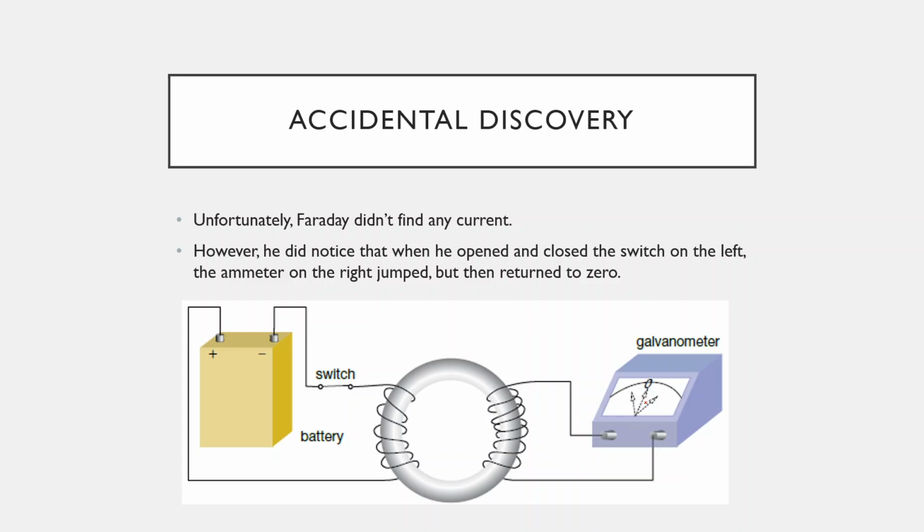However, at the moment of switching the battery on, the ammeter does a little jump. It flicks off to one side, but then very quickly returns back to 0. Interestingly, when you turn the battery off, at the moment that you switch the battery off, the galvanometer or ammeter quickly flicks in the other direction, but then returns back to 0. So something's going on at the moment that you're switching the battery on and off. And that was this discovery.